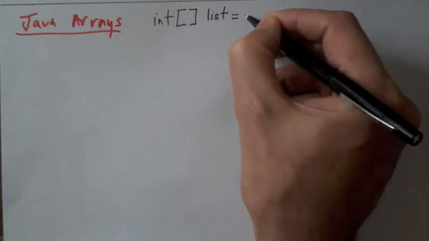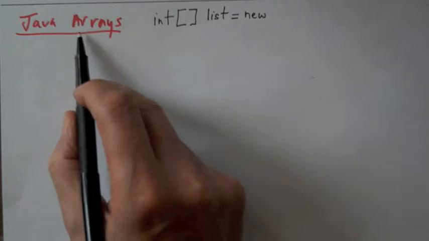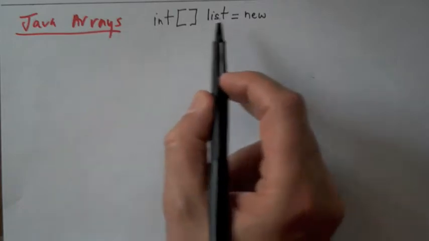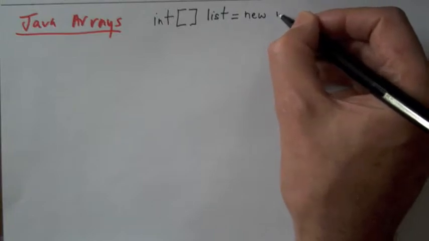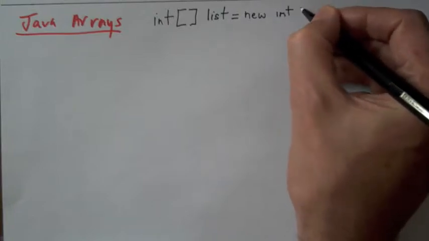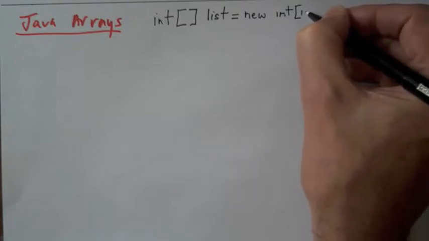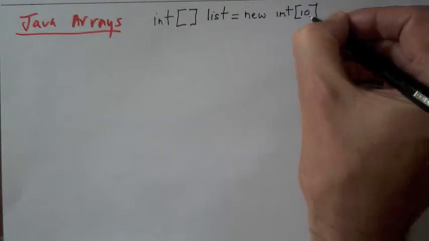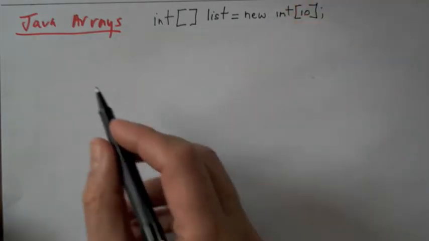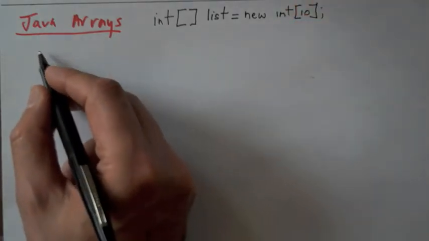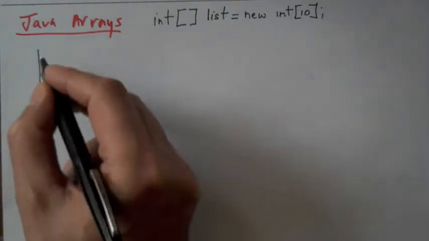You can also do it this way. You write new, because arrays are objects, so you have to make a new object. And it's a new array of integers, and it has, for our example, 10 elements. Okay? So what that really does is it creates an array of 10 elements.